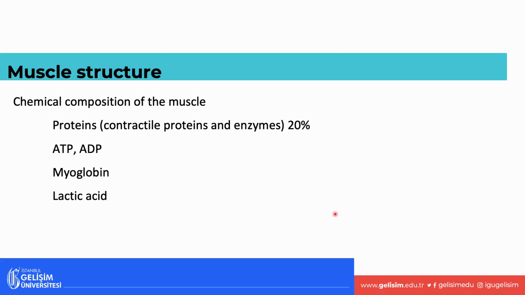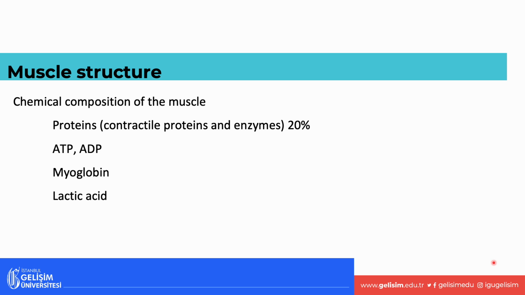Okay, let's look at the chemical composition. Muscles are made of chemical components that work together to enable their function. One of the primary components is proteins, which make up about 20% of the muscle. These proteins include contractile proteins, which are responsible for the muscle's ability to contract and generate force. In addition to that, enzymes, which are involved in various metabolic processes within the muscle.